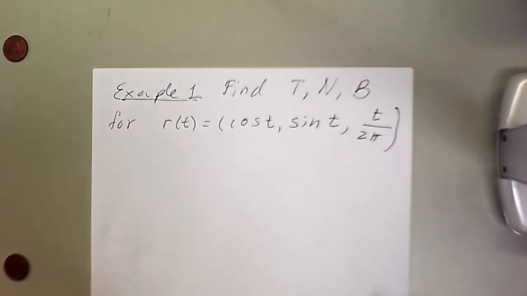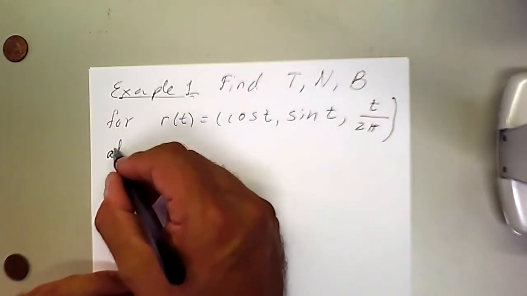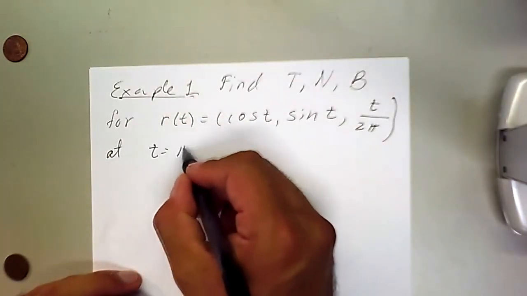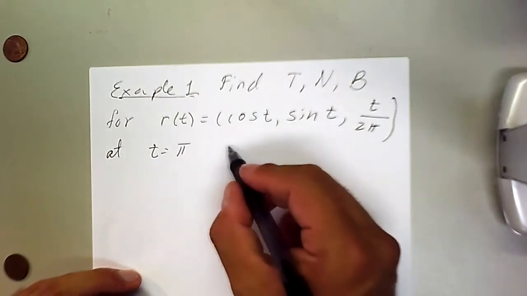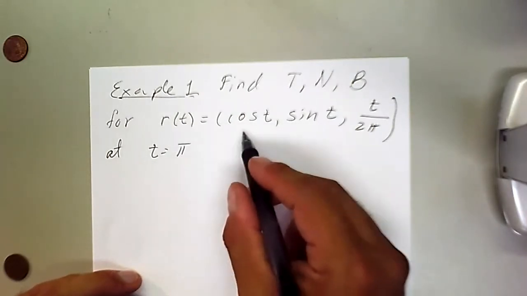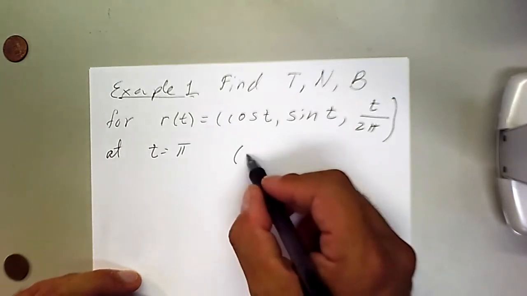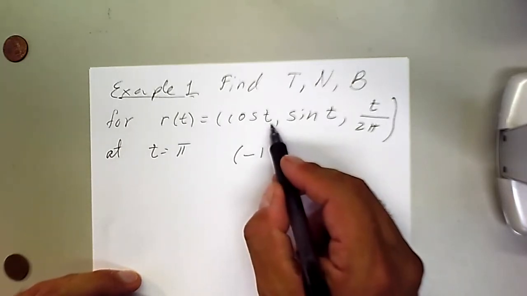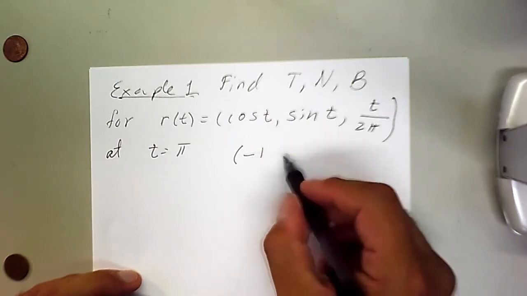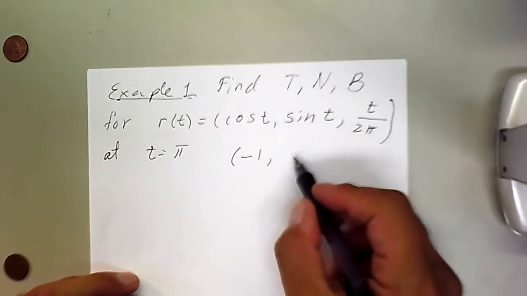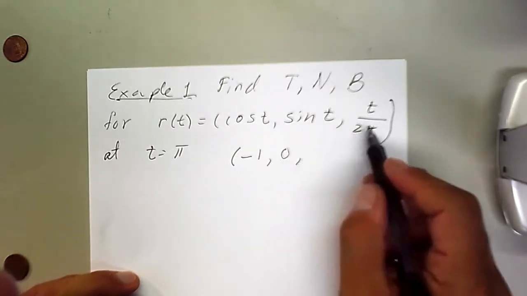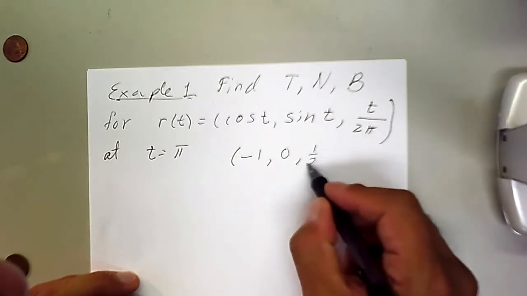Interesting. The same kind of example. At t equals pi. By the way, when t is equal to pi, if you plug in pi for the cosine of t, you end up with -1. Sine of pi will be 0, and pi over 2 pi is 1/2.